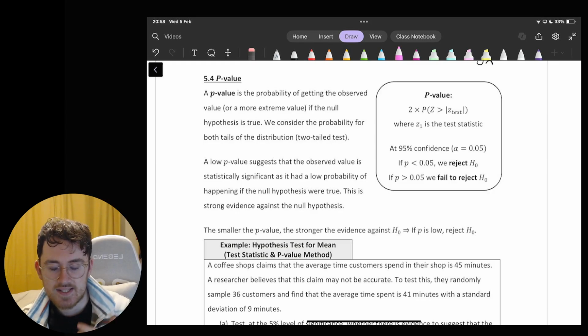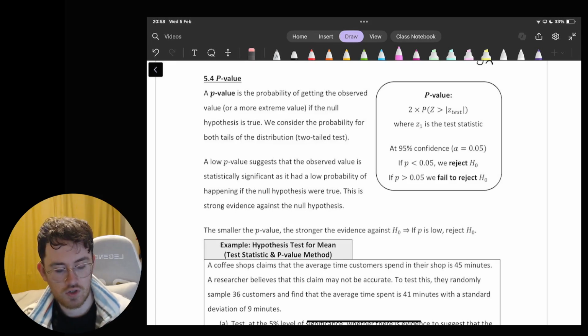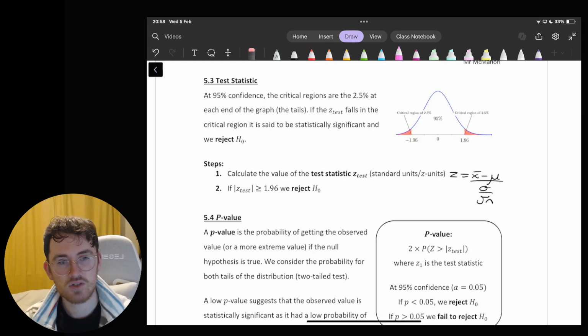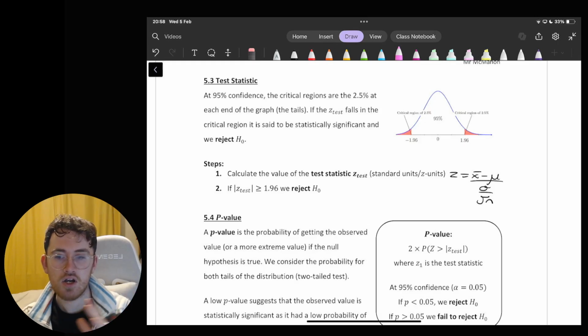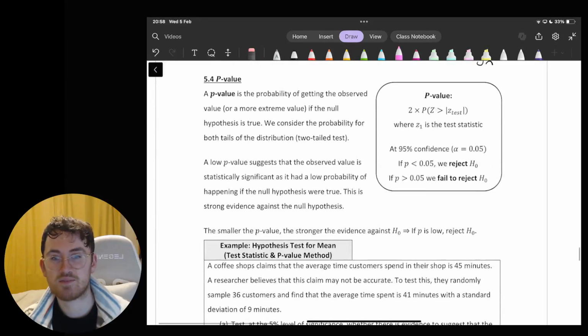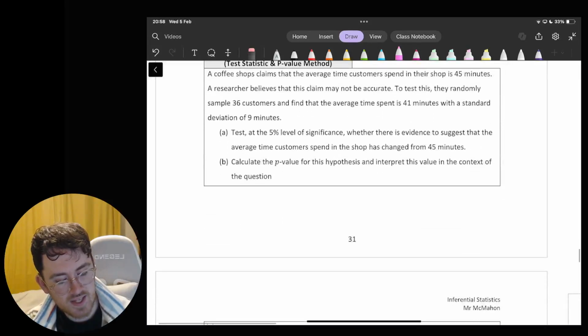Okay, and again, as I said, it's the probability that I would get this value if the null hypothesis was true. So your Z test here is maybe the number of standard deviations from the mean. So it's more of a test of how far from the true value this sample value that I've gotten is. The p-value then is the probability that I would get that value or a more extreme value. So let's look at that in an example.